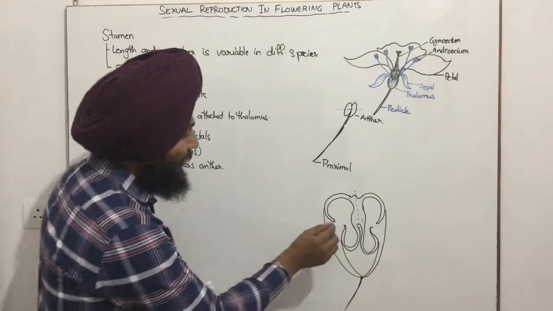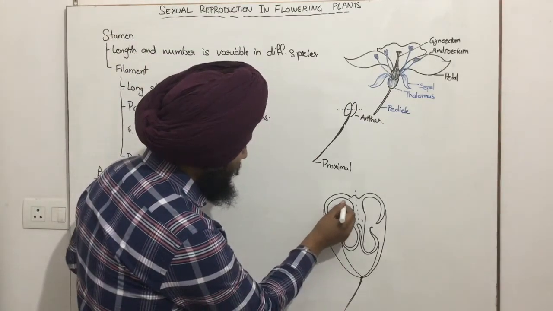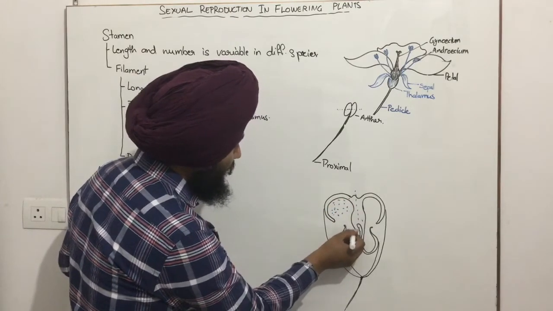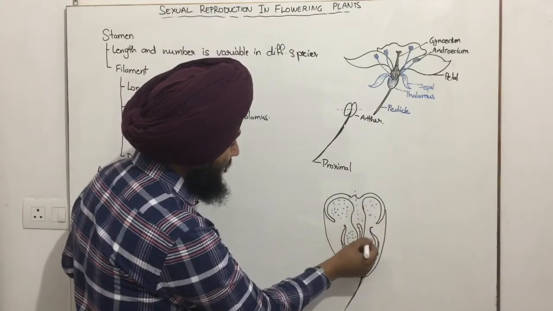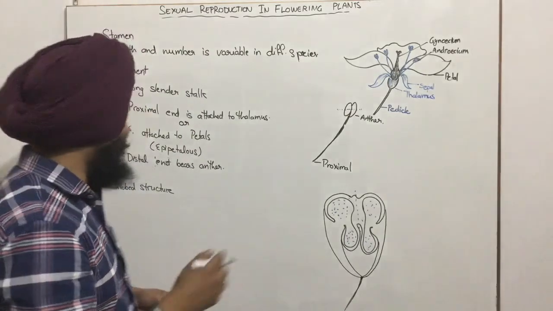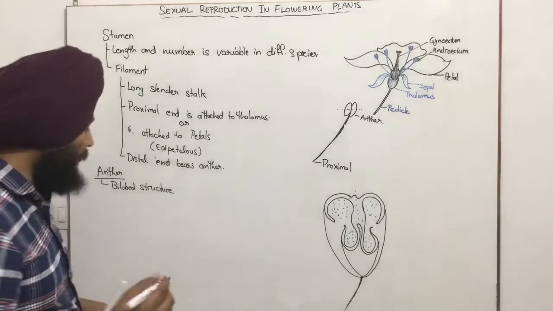And each lobe has two compartments. There is one compartment of this lobe. And then we have the second lobe that also has two compartments, this one and this one. So there are two lobes and each lobe has two theca. The compartments are called theca.